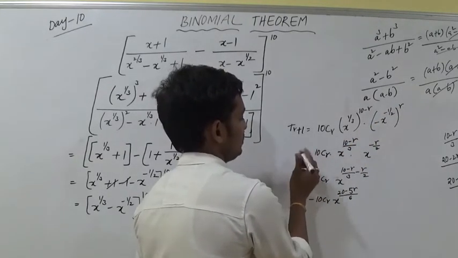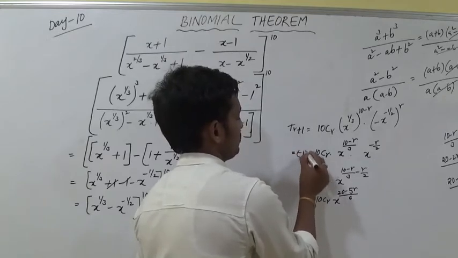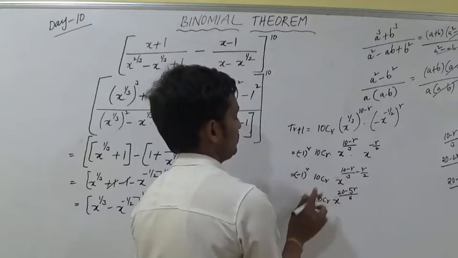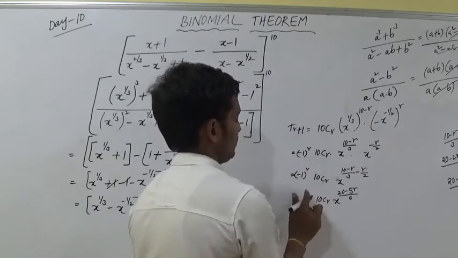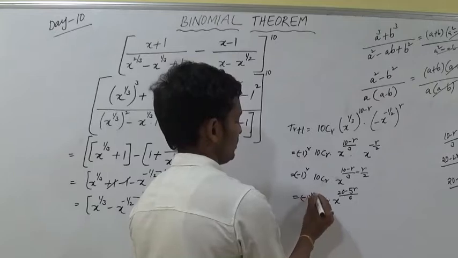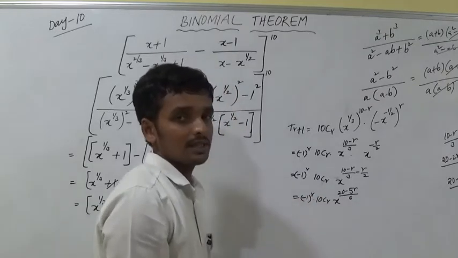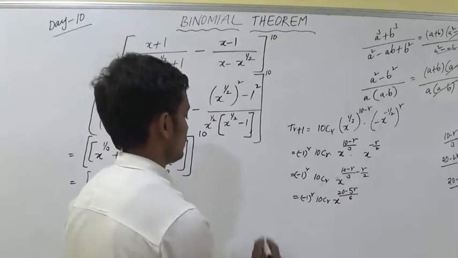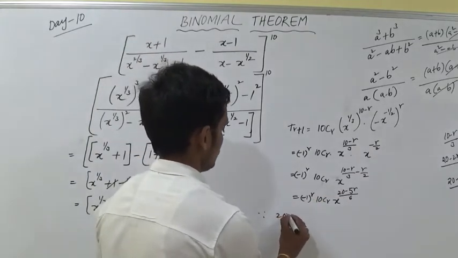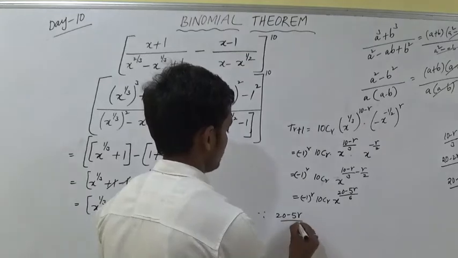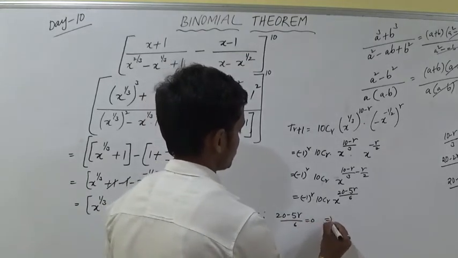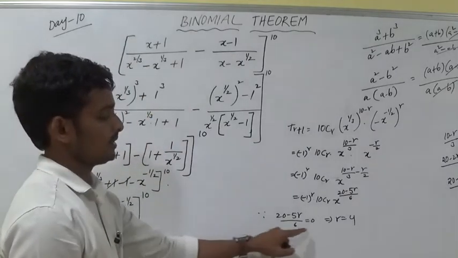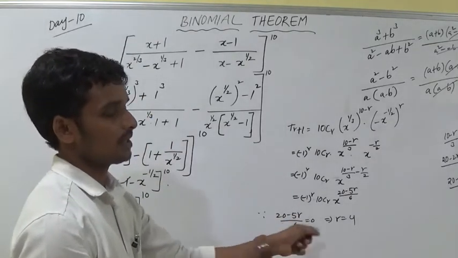For example, we can do like this, minus 1 whole to the power of r. Here also minus 1 whole to the power of r. Here also minus 1 whole to the power of r. They are asking for the independent term of x, that means x to the power of 20 minus 2r. Since 20 minus 5r by 6 is equal to 0, that implies r is equal to 4. Why? Because 20 minus 5r by 6 is equal to 0, so r is equal to 4.